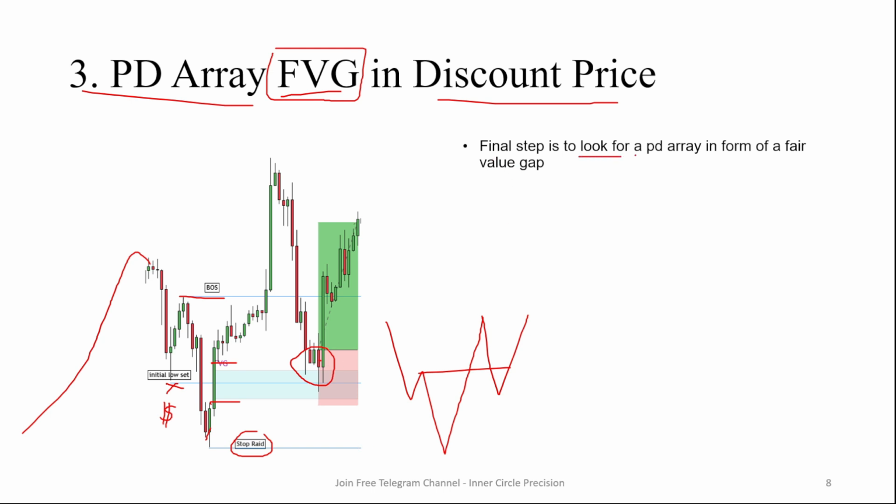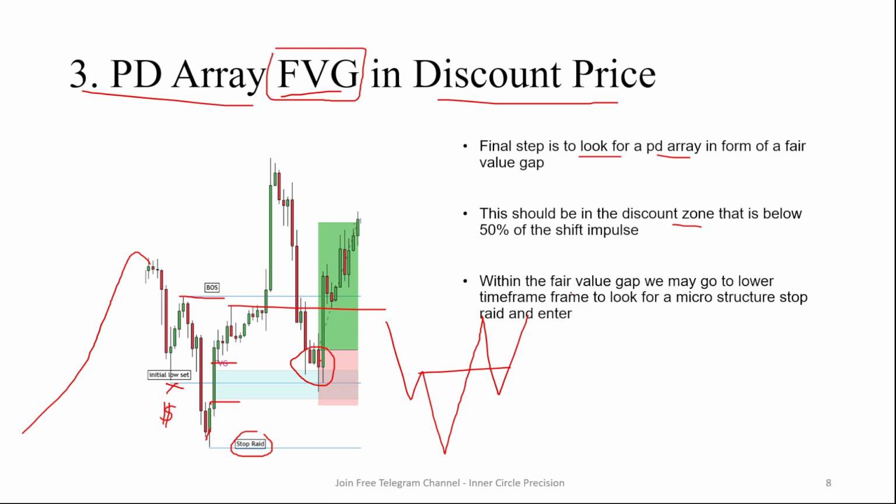So the final step is to look for a PD array in form of a fair value gap. This should be in the discount zone, that is below 50% of the shift impulse. So 50% of the shift impulse, and we want to participate below that 50%. Within the fair value gap, we may go lower to lower time frames to look for a microstructure, stop raid, and enter. Stop loss should be placed below the fair value gap and the take profit at twice what you have risked, which is basically at 2R like that.